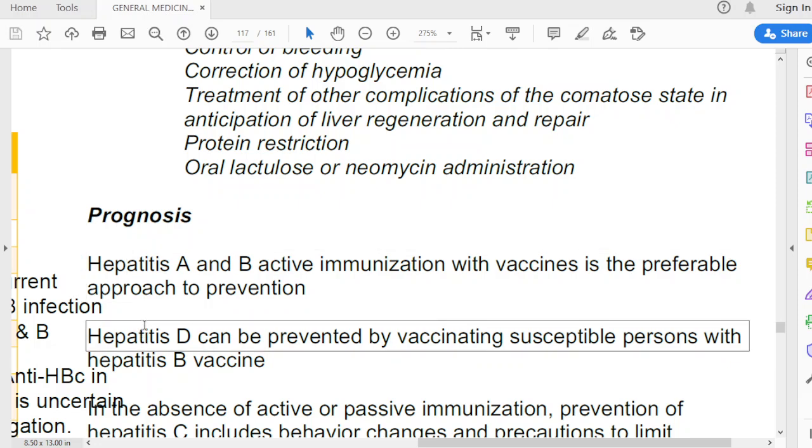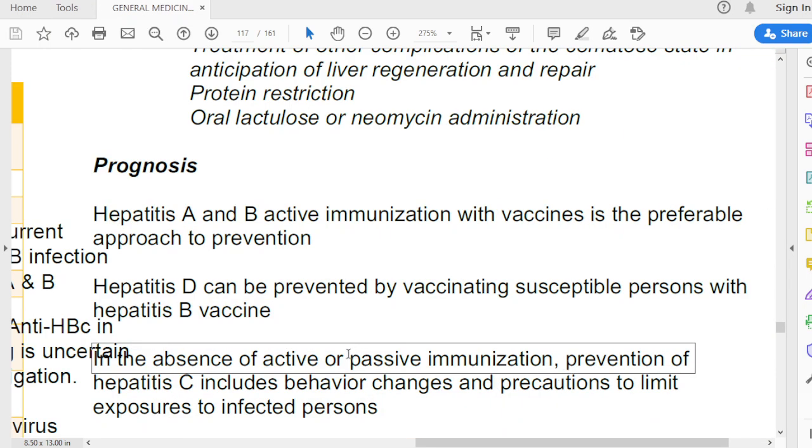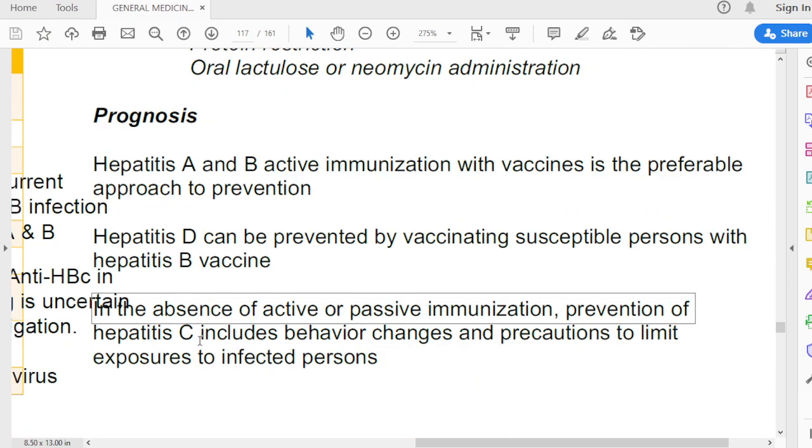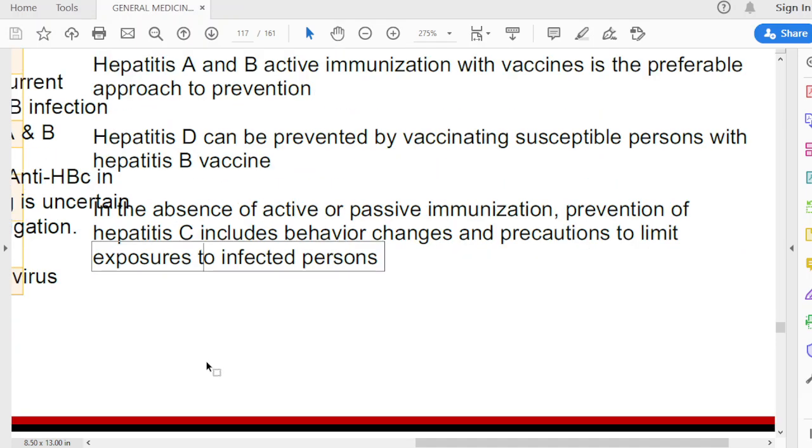Hepatitis D can be prevented by vaccinating susceptible persons with hepatitis B vaccine. In the absence of active or passive immunization, prevention of hepatitis C includes behavior changes and precautions to limit exposures to infected persons.